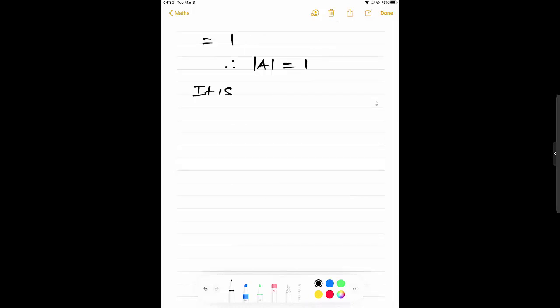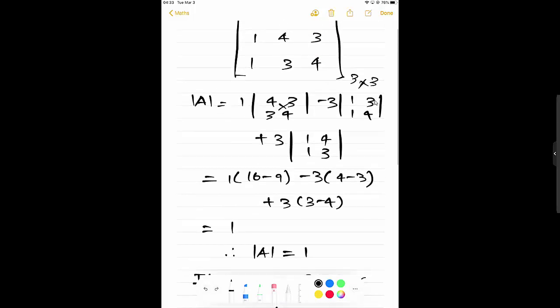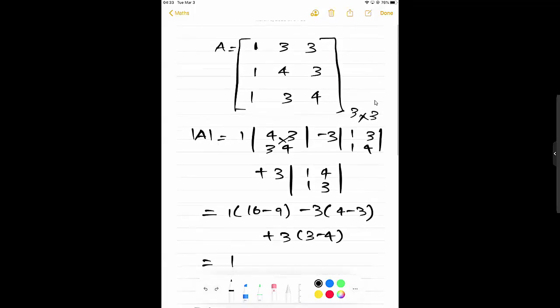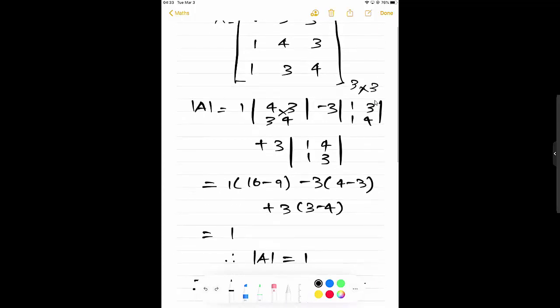This means it is a non-singular matrix, which implies A inverse exists. So this is the first prerequisite step while solving for the inverse of a matrix.